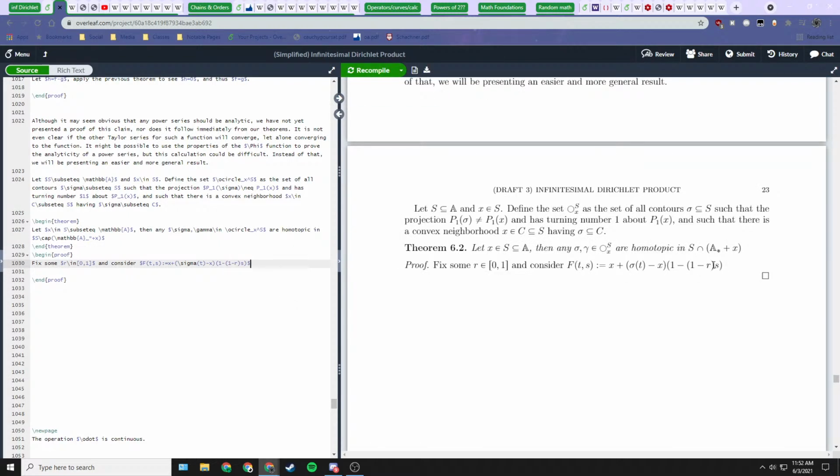So, because r is in 0, 1, this 1 minus r is in 0, 1. And because s is in 0, 1, this product is in 0, 1, which means 1 minus this product is in 0, 1, which means this whole expression is in the set S, since S is convex. Okay, good. So this function is continuous in both s and t.